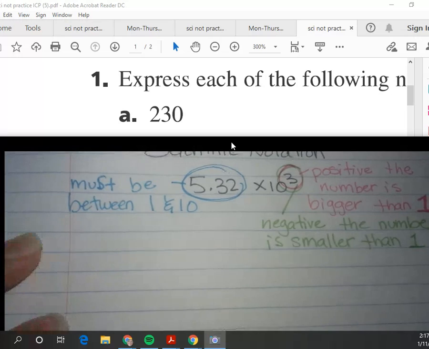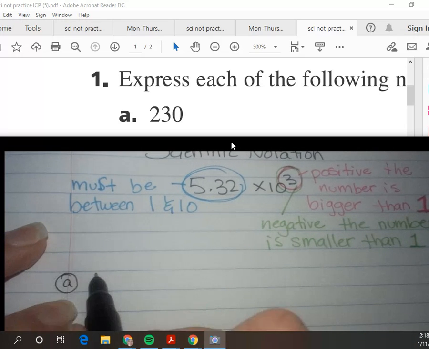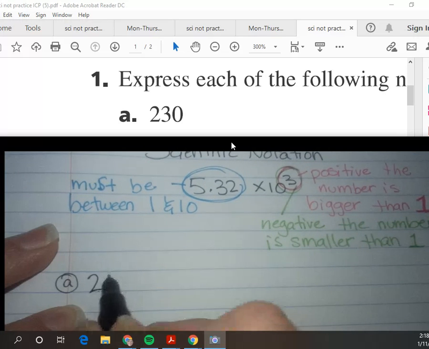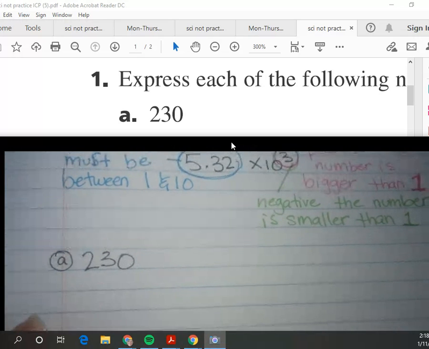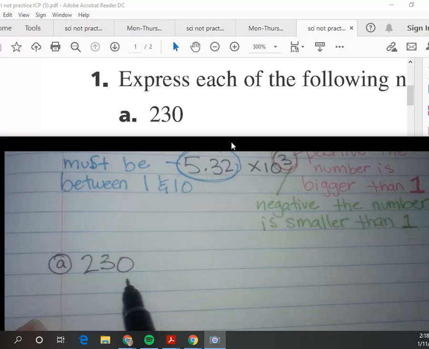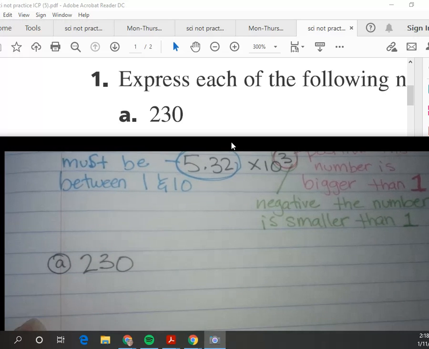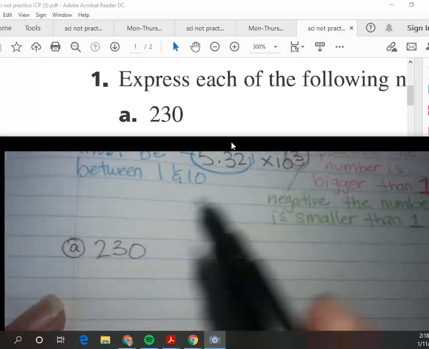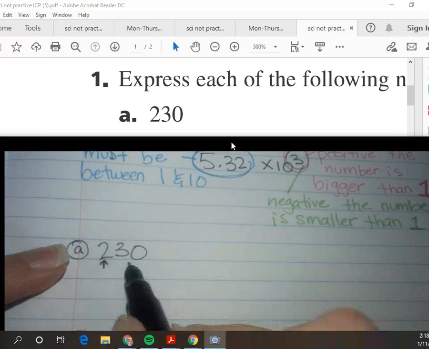and then you'll be able to do some of the work on your own. So let's look at this first example. It says, express each of the following numbers in scientific notation. So we have 230. Earlier, we watched the video, we said that we had to find just the significant digits that were shown. So let's rewind in our minds. What digits are significant in 230? The 2, because it is a non-zero digit.